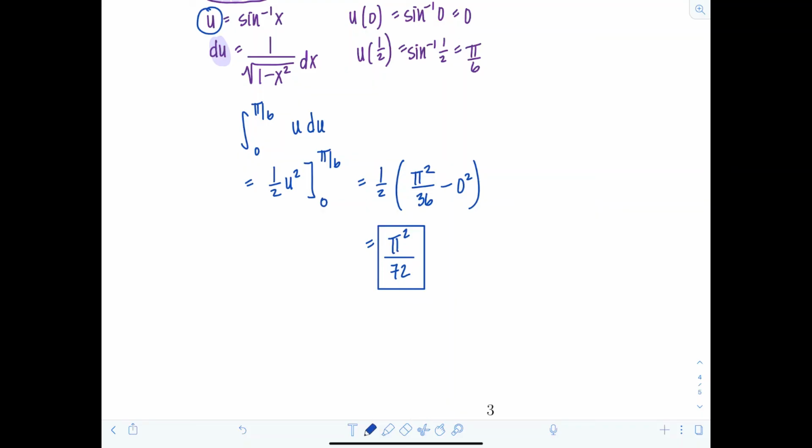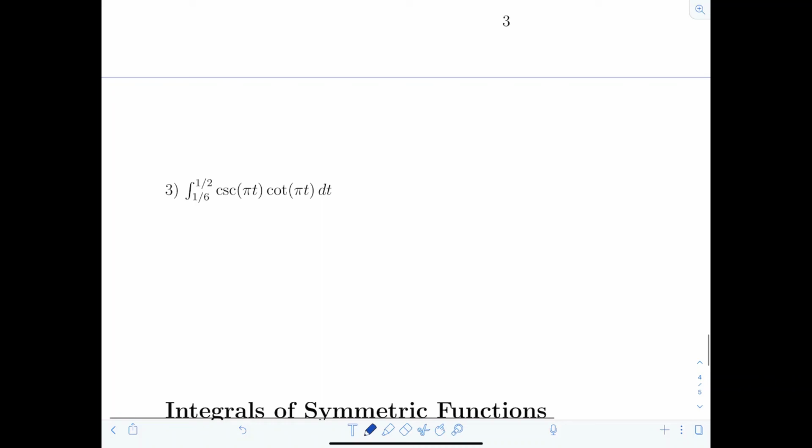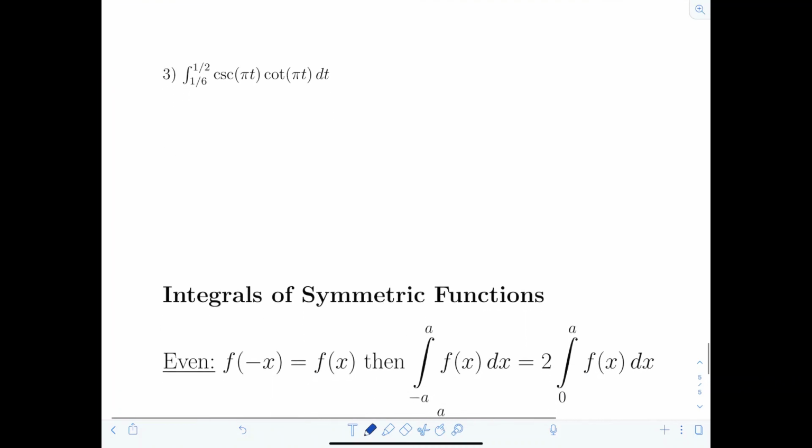I got one more trig one for you because we just can't get enough of trig, can we? So example 3, we have the integral from 1/6 to 1/2 of cosecant pi t times cotangent pi t dt. Now look at this. If the pi's weren't there, if it was just cosecant t, cotangent t, would you know the antiderivative? I hope so. It's just negative cosecant t.